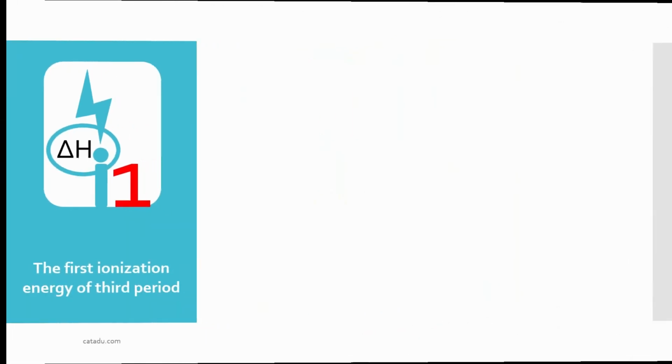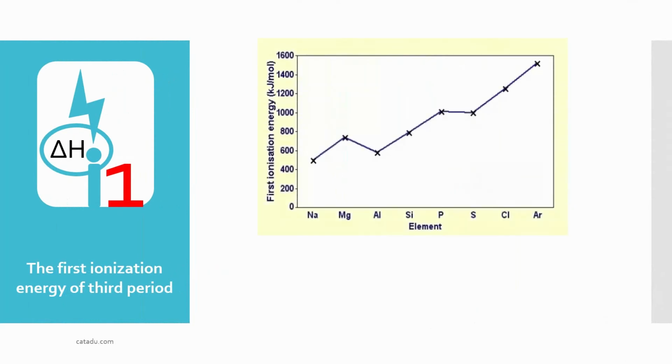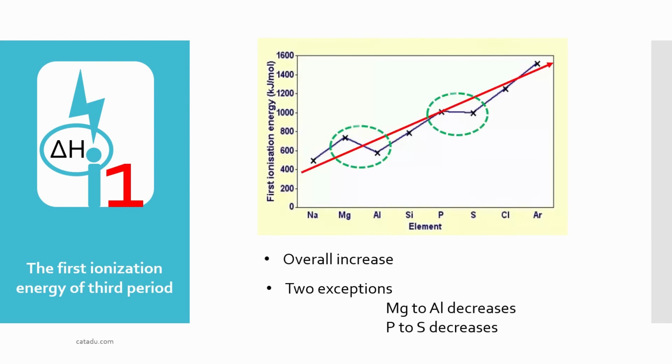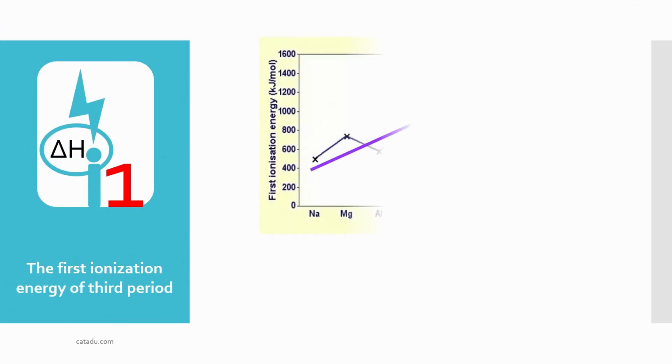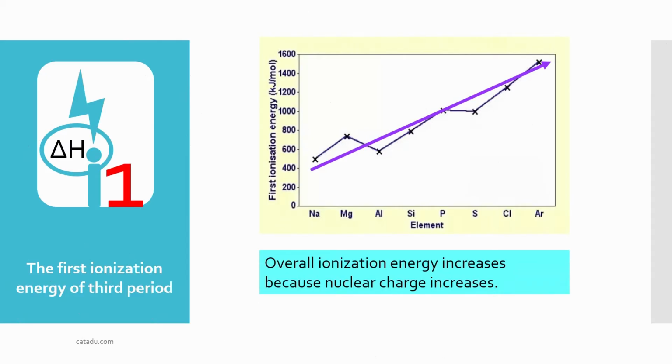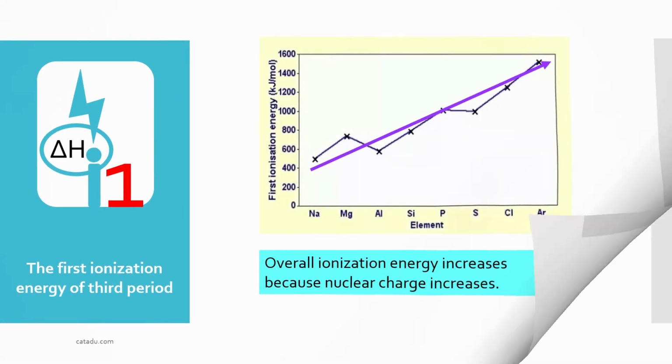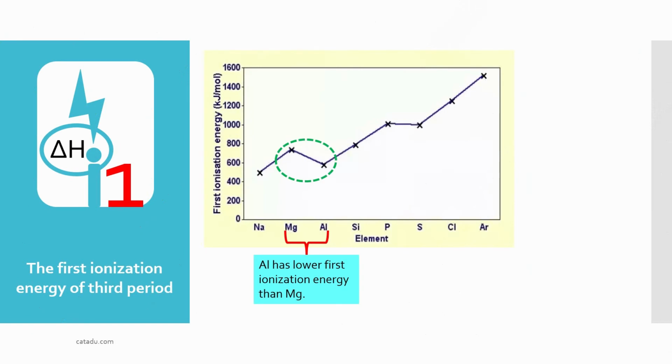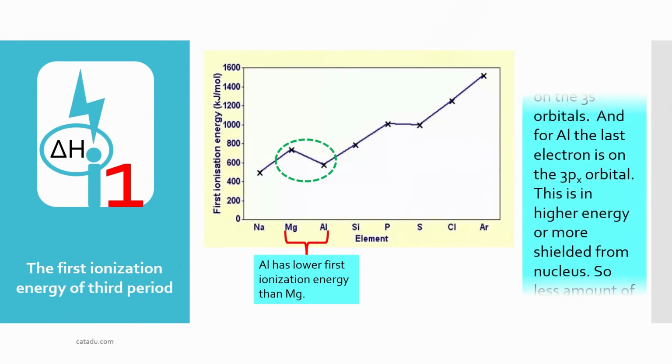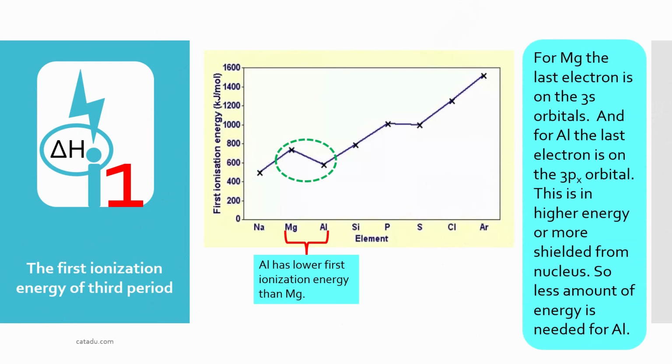The first ionization energy of the third period elements, sodium to argon, overall increases, with 2 exceptions: magnesium to aluminum and phosphorus to sulfur. Overall it increases for the elements sodium to argon. Nuclear charge increases, giving greater attraction, so a higher amount of energy is needed to lose an electron. Magnesium to aluminum: aluminum has a lower first ionization energy. If you write the electronic configuration, the last electron is in 3px, which is a higher energy level, so it is easier to lose the electron.